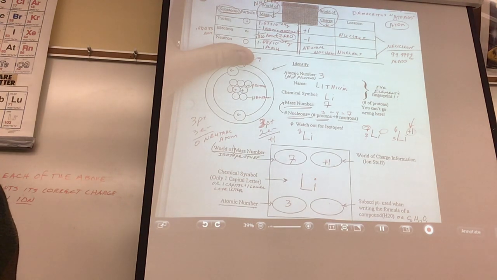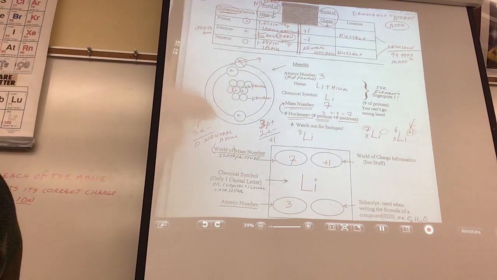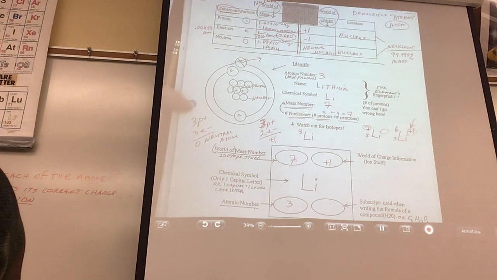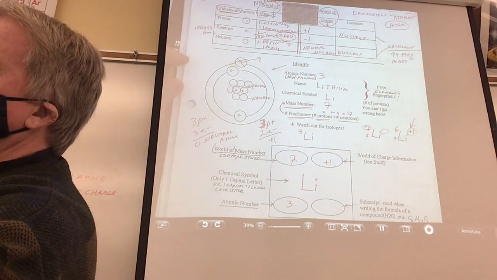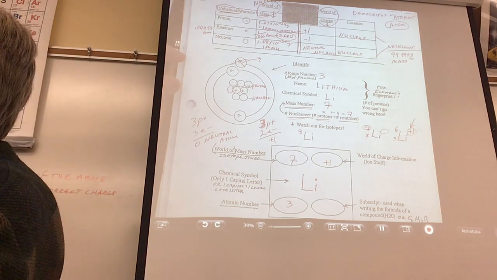Yes? How did you get that there are 2 electrons? Okay, I made it up. I said originally he had 3 electrons, and I said in chemistry, I happen to know that lithium, when lithium comes in contact with like fluorine, you know what fluorine does?